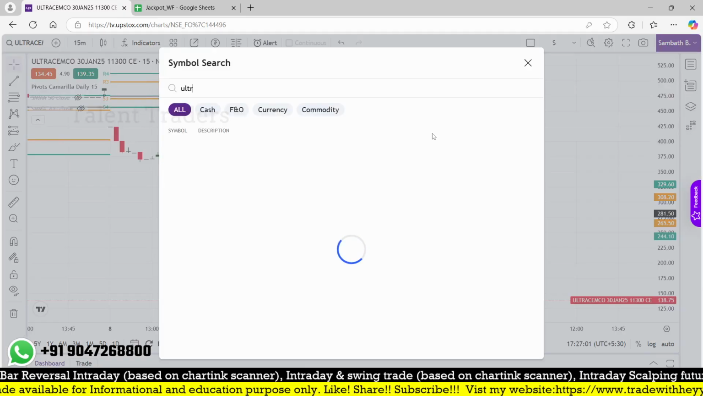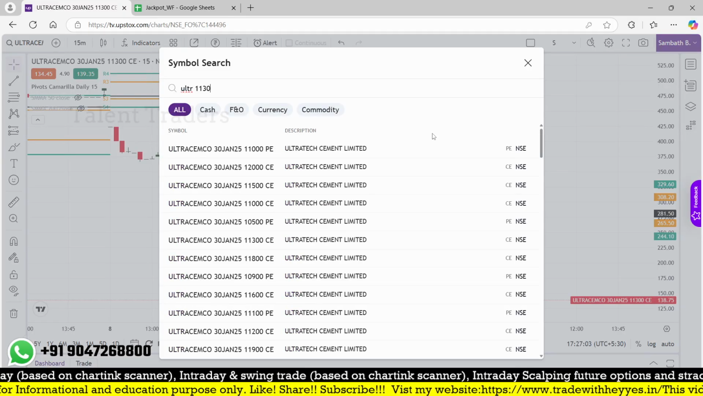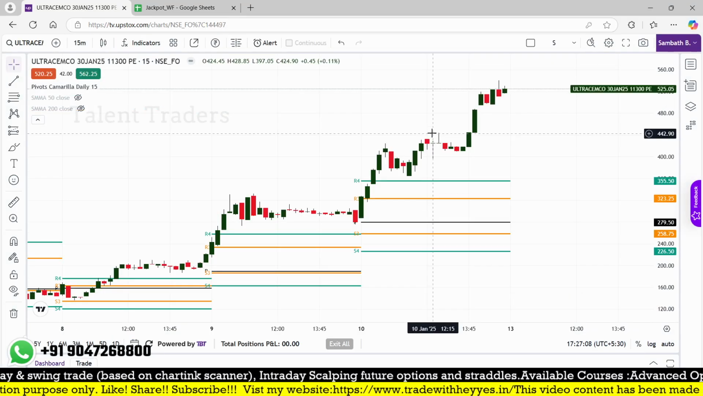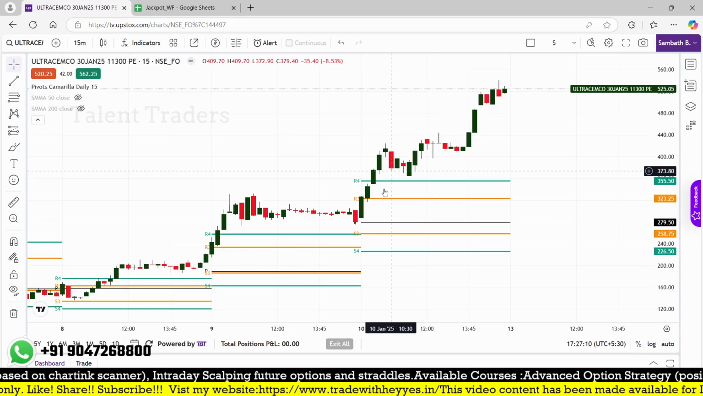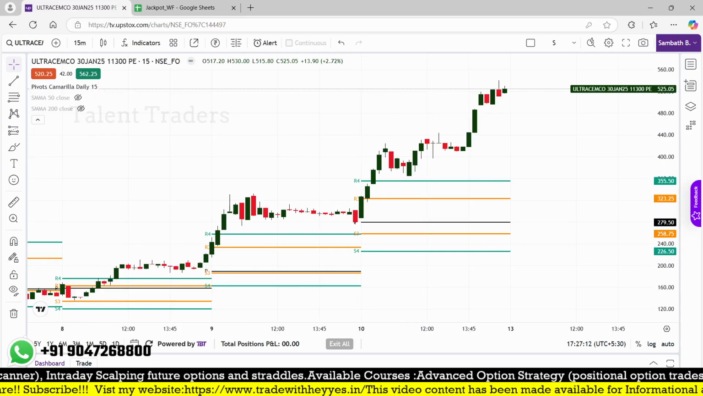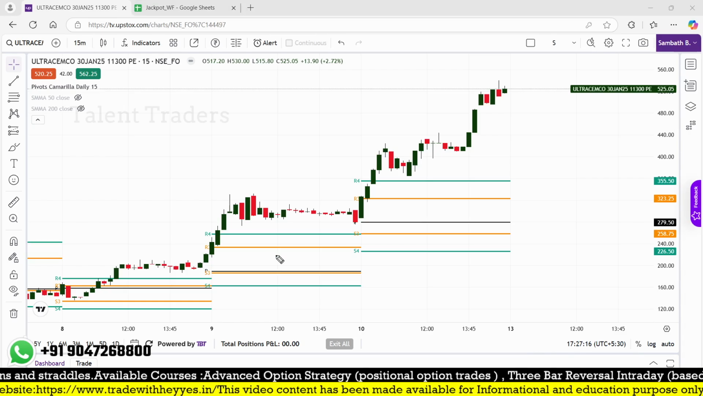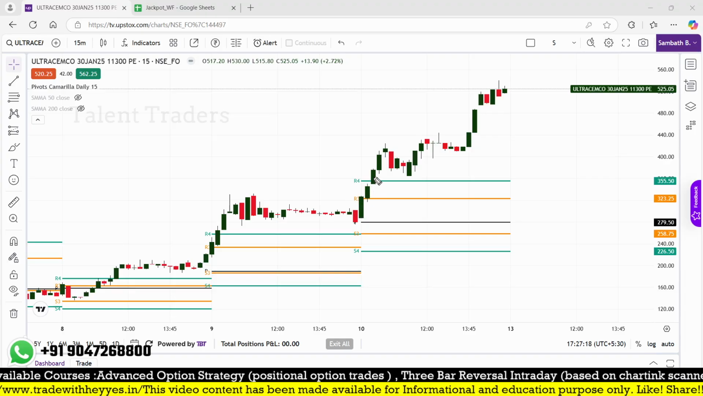At the same time, we are tracking the Ultratech Cement 11,300 put option, where we are waiting for the breakout on the call side. This is exactly what is happening. So how many days does it give you the opportunity where you can see it? This is not the right strike price daily, but here it is a third candle breakout.